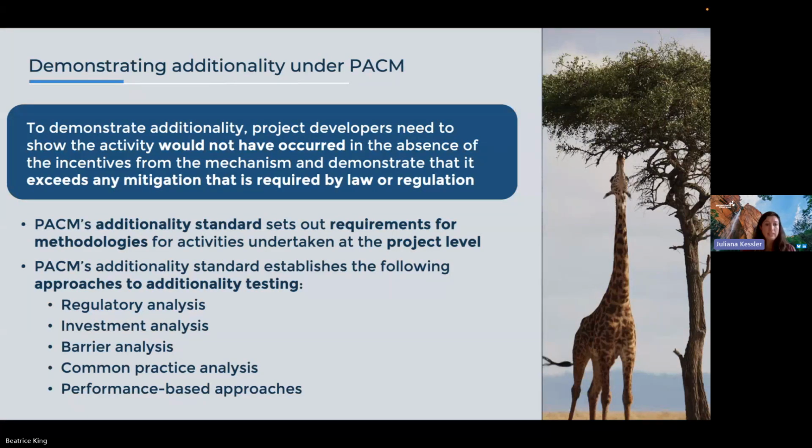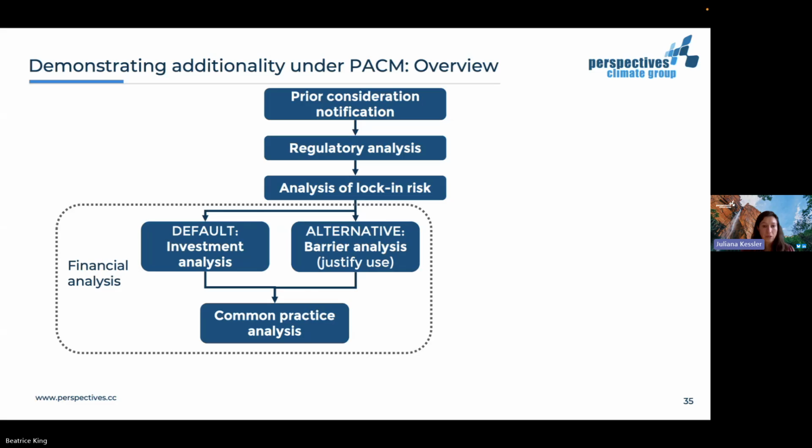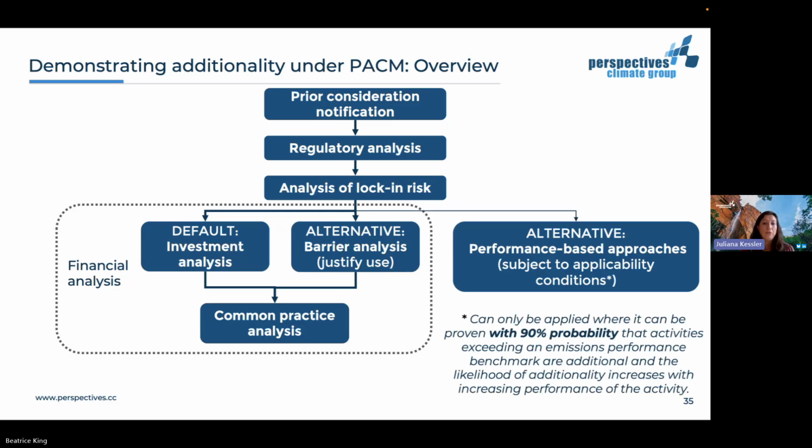And coming to the next slide, we have certain combinations of these different tests that are allowed. First of all, each methodology needs to have a prior consideration notification, and needs to include a regulatory analysis and the analysis of lock-in risk. So that's a given. When it comes to financial additionality tests, as I mentioned before, the default is an investment analysis. If you decide not to go for an investment analysis because this is not feasible, one actually needs to provide a justification. And if you go for either an investment analysis or a barrier analysis, you need to complement it with a common practice analysis. So this is also a must.